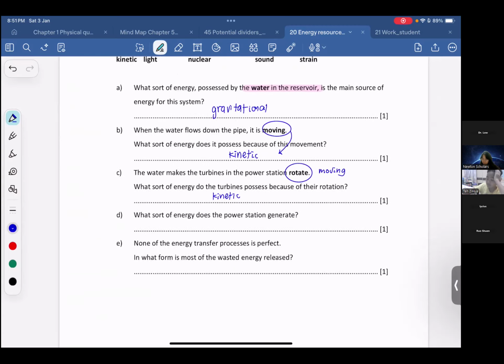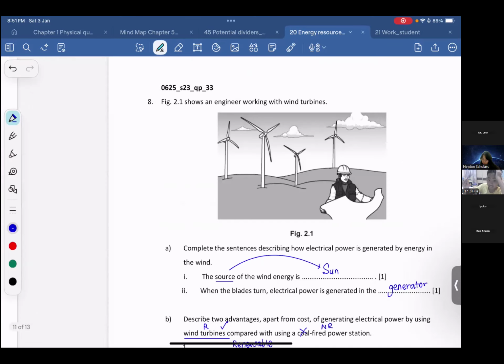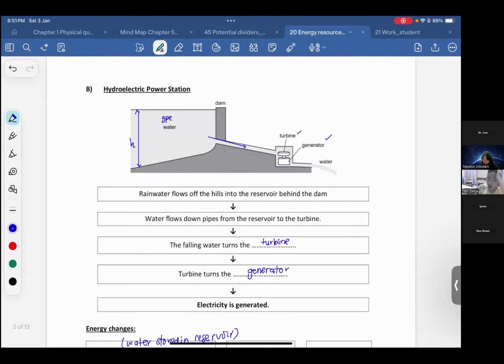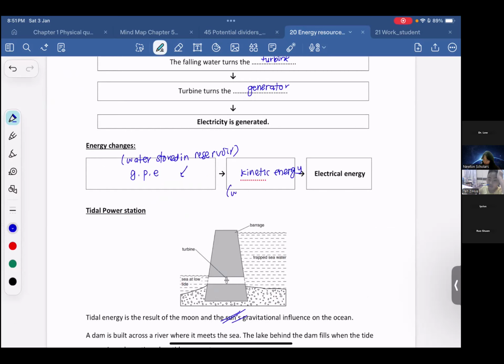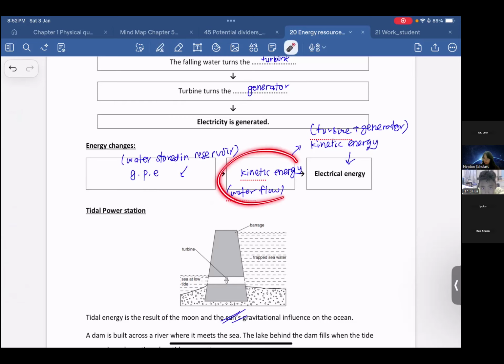So we come back to this, dear. We look at here. Water store and then water flow is kinetic, right? If in between we want to add one more point, it's another kinetic. But this kinetic is because of the turbine and because of the generator turns. Generator, then after that goes to electrical. Why I only put one is because I include these two kinetic energy together.